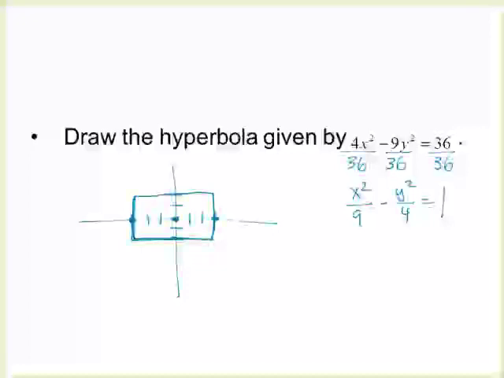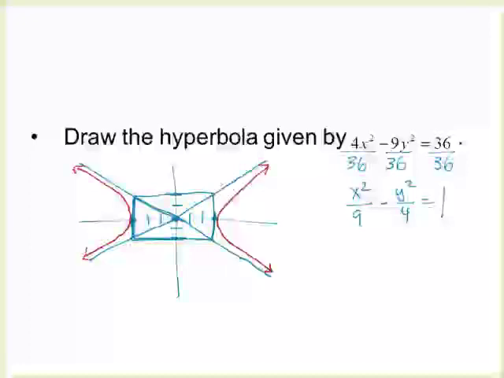The asymptotes will be the diagonals of this rectangle. So they'll go through the corners and through the center, making an X. And our curve will then follow along those asymptotes and go through the vertices. And in our equation, since x came first, that means this was a sideways one. If y came first, it would be at the top and bottom sections.